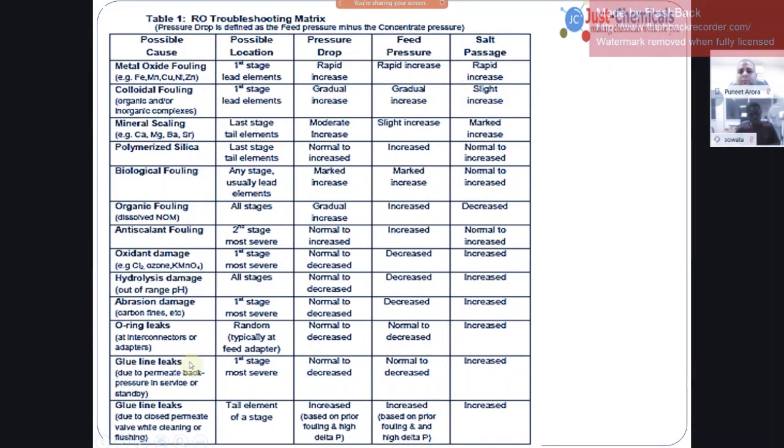What are glue line leaks? Glue line leaks are where a glue is being pasted between two membranes.